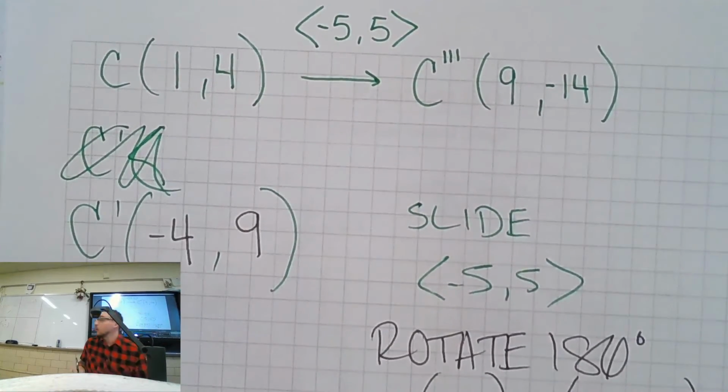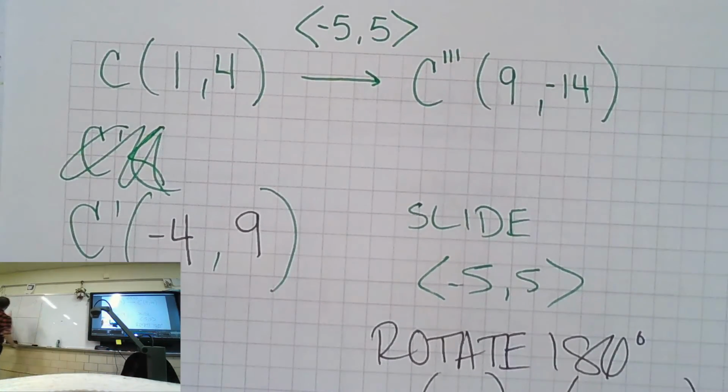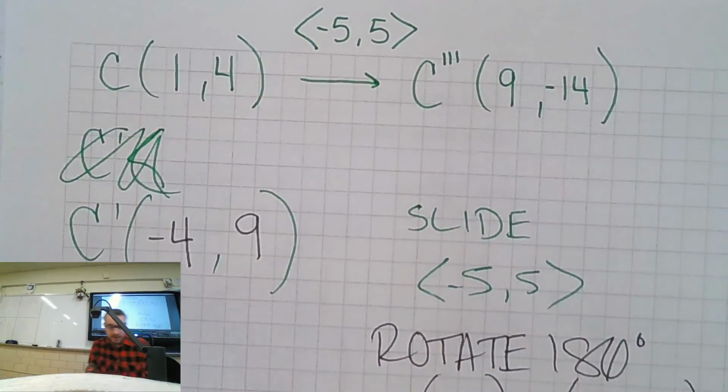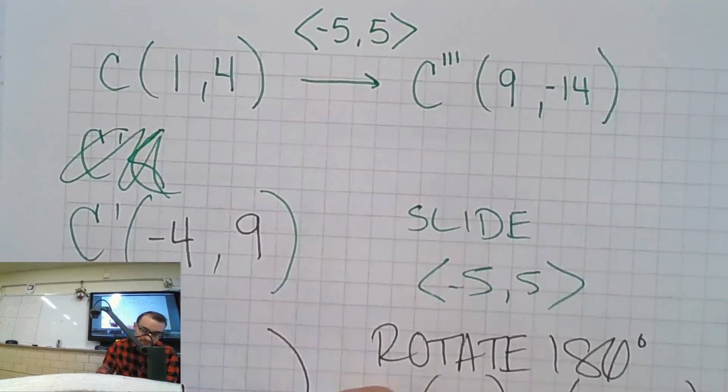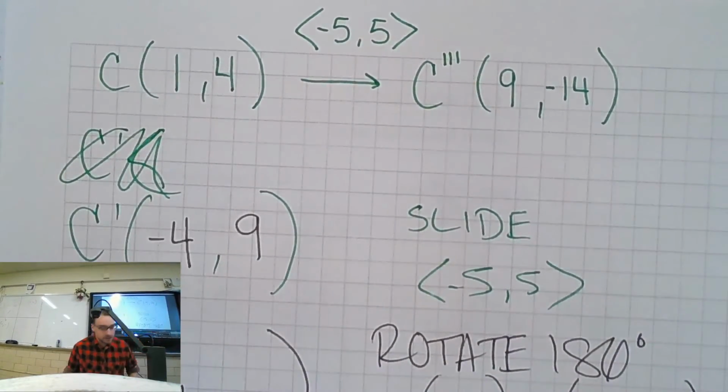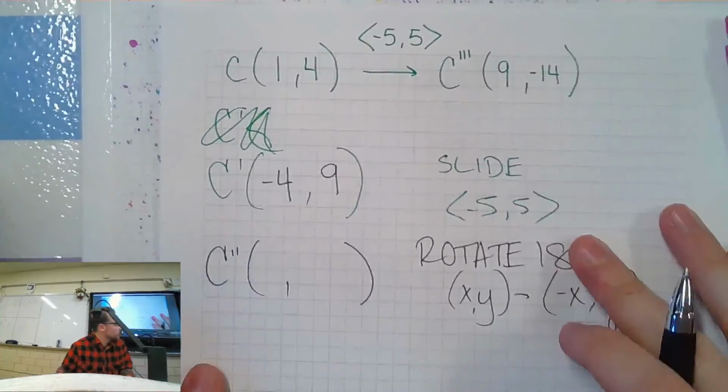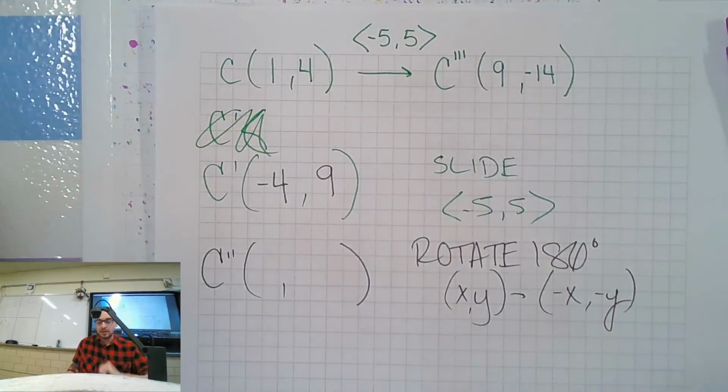Exactly. And we know why that is. Because no matter where you start, it changes both signs. Right? Cool. So now, I'm going to call that C double prime. What are our coordinates going to look like? I'm going to zoom out. What are those going to look like after we apply the 180 rotation?